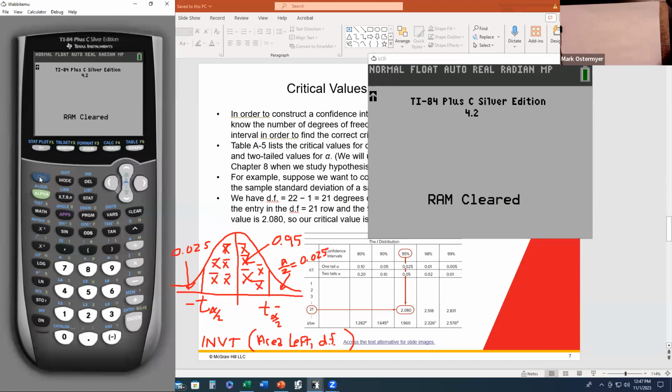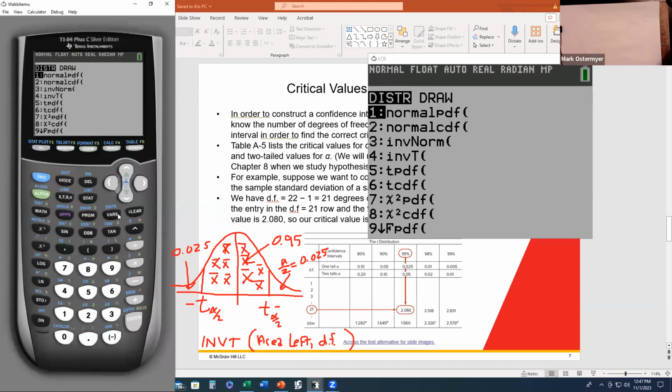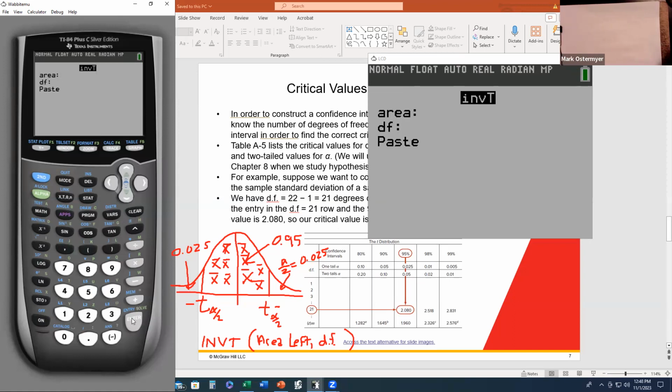We're going to go to our distribution mode, second vars, and we're going to go down to the inverse t function. Right? Inverse t. So the inverse norm function finds critical z values. Today, we have to use the inverse t function to find critical t values. Area to the left is going to be what? 0.025, if I want to find this lower tail critical t value. The degrees of freedom is n minus 1.